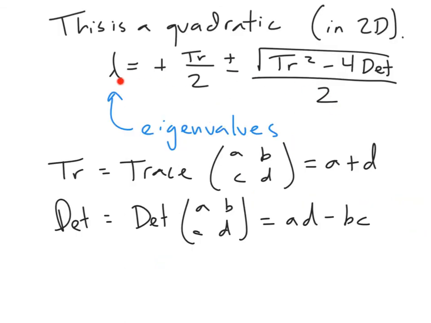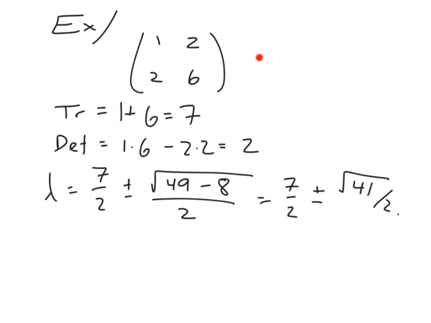If we rewrote it that way and solved for lambda, we would find that there are two possible values for lambda, since we're in 2D and we're solving a quadratic, and they're related to the trace and the determinant. So we have the trace over 2 plus or minus the square root of the trace squared minus 4 times the determinant, all over 2. These are the two eigenvalues. So given the trace of a matrix and the determinant of a matrix, we could find the eigenvalues.